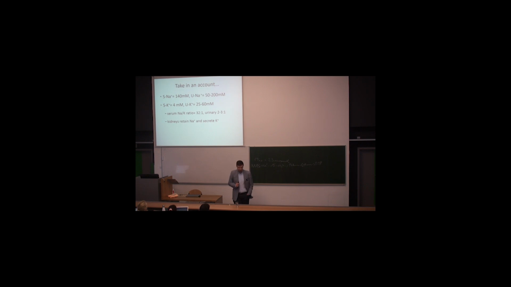Here you have two ratios of sodium and potassium in two basic body fluids. The first is the serum, and the second is urine. If you see in blood, the ratio is around 32 to 1, if you compare these two concentrations. If you compare the urinary concentration, here the ratio is 2 to 1 or 3 to 1. From this, you see the fact that really our kidneys heavily absorb sodium and keep it in the body, and they secrete quite big quantities of potassium, yes?